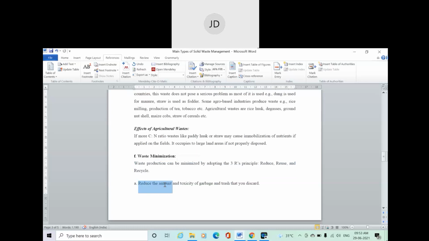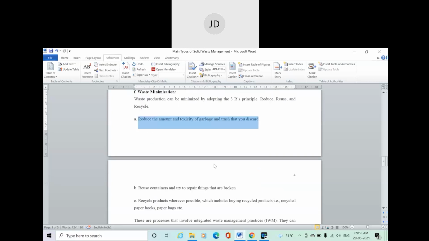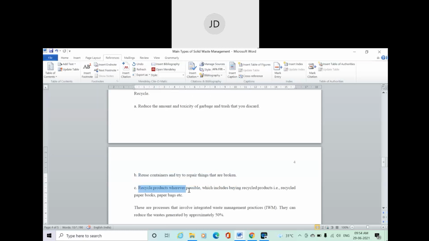Reduce means reducing the amount and toxicity of the garbage and trash that you discard. Whatever waste is generated, your main purpose is to reduce its harmful effect. If it contains toxic matter, you have to reduce its toxicity and make it biodegradable. Next one, reuse: reuse containers and try to repair things that are broken. You can mainly talk about your rubbish, the dry waste. Recycle products wherever possible, which includes buying recycled products, or paper, books, etc.